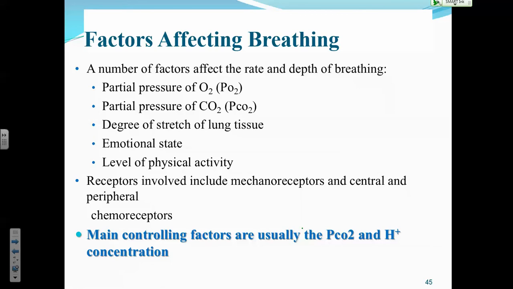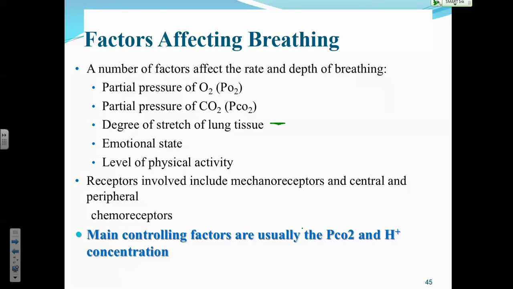Then the stretch receptors in your lung tissues and in the walls of your thorax are going to affect the rate and the depth of breathing. Your emotional state affects your rate and depth of breathing, doesn't it? And then your level of activity. When you exercise, you breathe more, right? So all of those factors can cause impulses to be sent to your respiratory center. Some of these are mechanoreceptors, like the stretch receptors in your lungs. When they get stretched, they send an impulse to make you exhale.